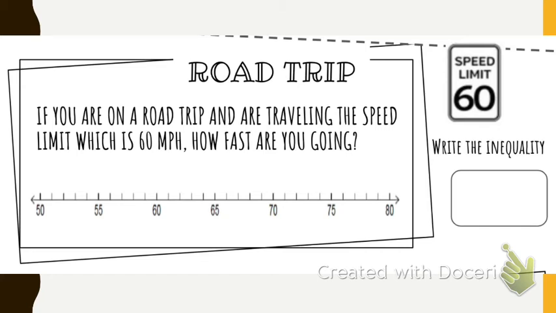But we're going to say that you're not speeding, okay? You are going somewhere within the legal limits. So where you are going is somewhere less than or equal to 60, because you could be going 60 or you could be going anything less to be traveling the legal speed limit. So it's a closed circle because it could be 60, and it goes left because it's less than.